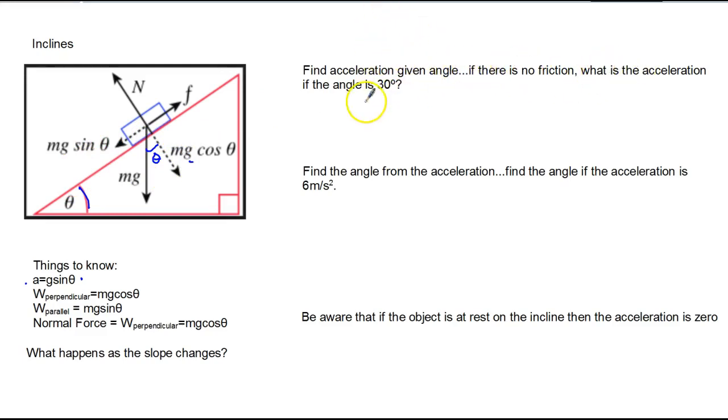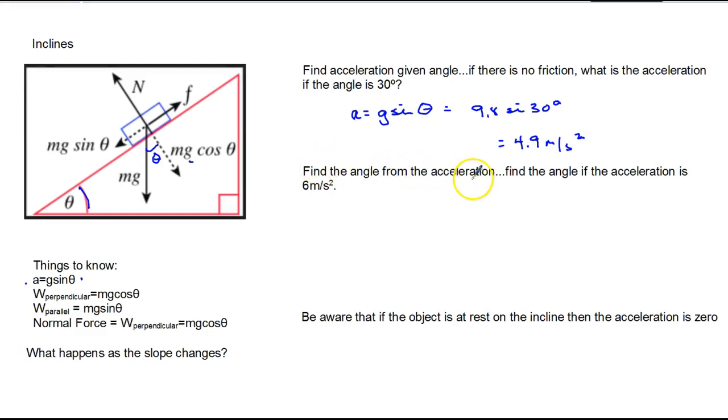Find the acceleration given an angle. If there's no friction, what is the acceleration if the angle is 30 degrees? Well, the acceleration is g sine theta, and that's 9.8 times the sine of 30 degrees. And the sine of 30 degrees is 0.5. 0.5 times 9.8 is 4.9.